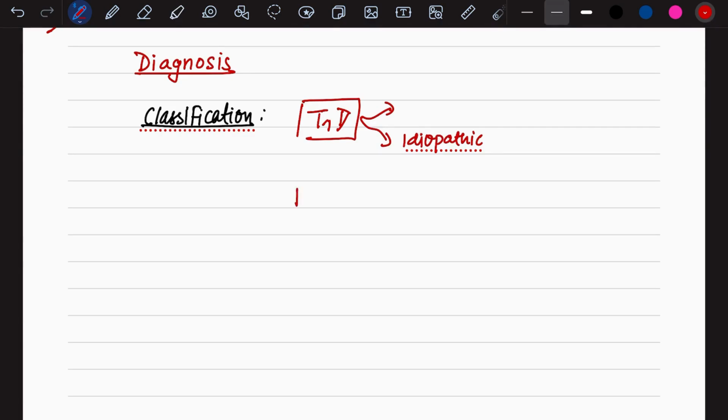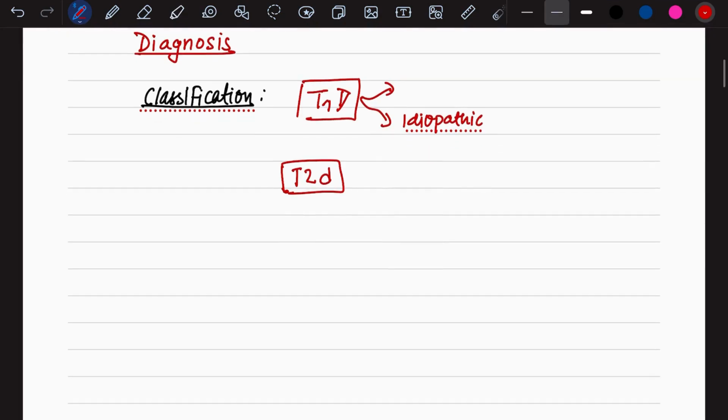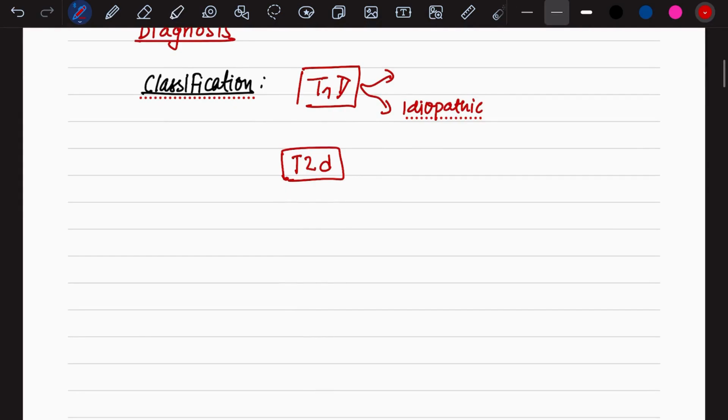Then there is type 2 diabetes. In it, there is insulin production, but there is insulin resistance, meaning insulin can't work. That's why insulin resistance causes the diabetes, with the features of hyperglycemia. So that's type 2 diabetes. We'll talk about the pathogenesis in later sessions, obviously.